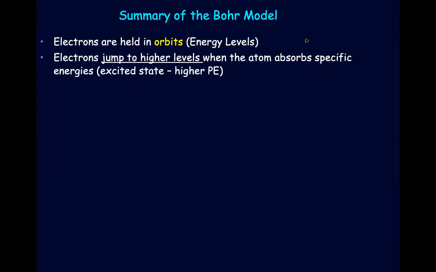So, summary of the Bohr model. Electrons are going to be held in something called orbits. So this ended up being something like the planetary model. You have orbits around the nucleus.